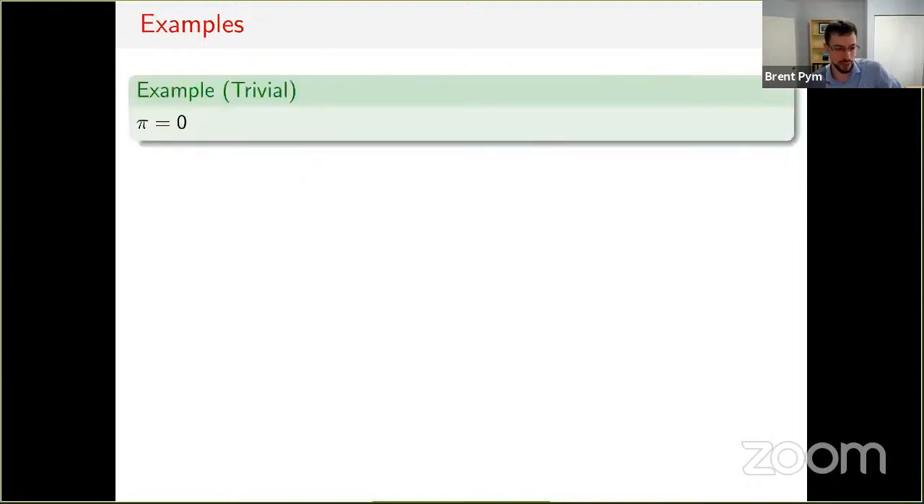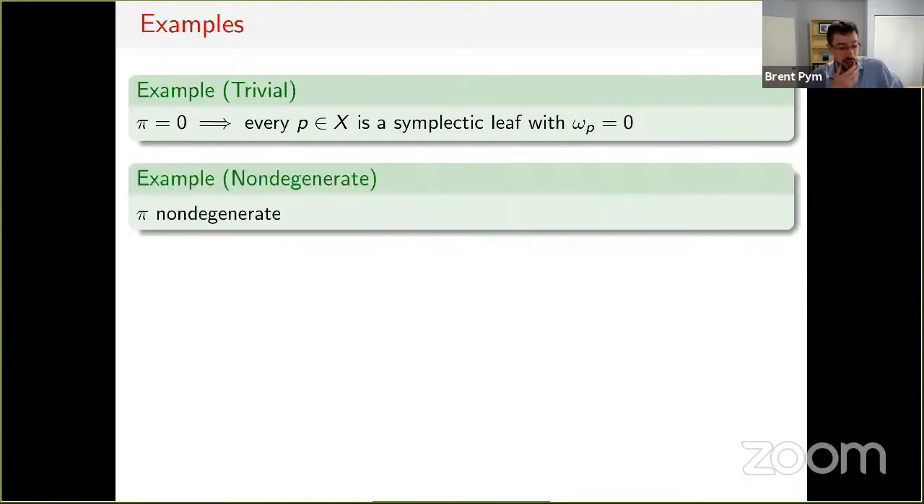Okay, so the extreme examples: when the bivector is 0, every point is its own symplectic leaf, and the symplectic form is 0, so that's rather uninteresting. At the opposite extreme, we saw that you could have π being non-degenerate, and then the leaves of this foliation that I've just defined are, again, kind of boring. The leaves are just the connected components of X. So maybe that's not even worth considering as a foliation, but it counts in Poisson geometry. And then the form on the leaf is just the inverse of the bivector.